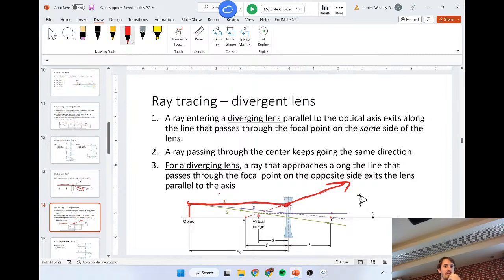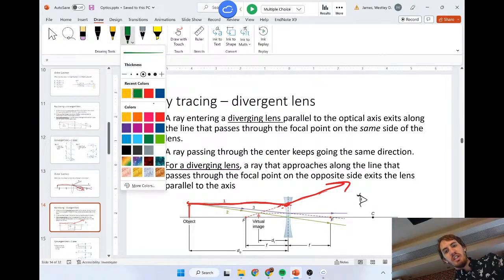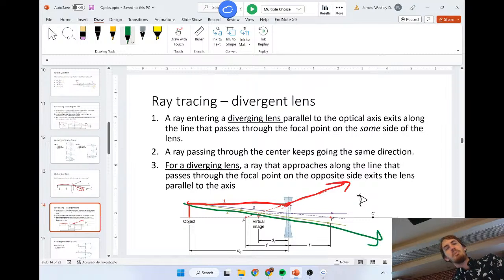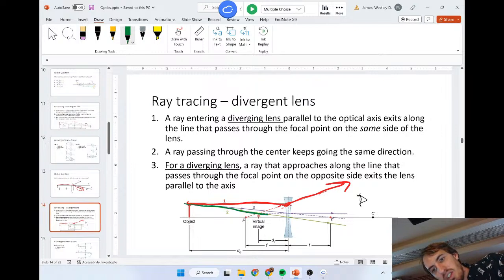Our second ray is the easy one. We love the second one. The second one says if I have a light ray going through the center, it just keeps going. Just like the last one. If you're going right through the middle, it just keeps going right through the middle. No bending. Easy. Easy peasy. So this second one is just cruising straight through the middle, no problem.